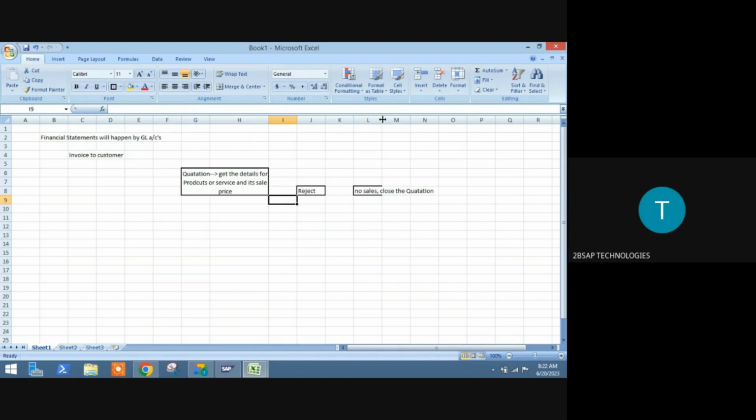Is that all, sir? Is that all that happens? So you have requested a quotation, he has provided it, and now you have rejected it. Then what is going to happen? Will the sale happen or is it going to be closed? The respective quotation is closed in the system.